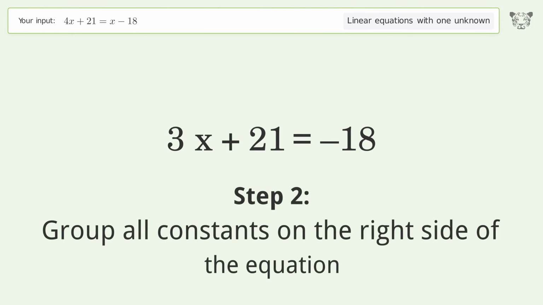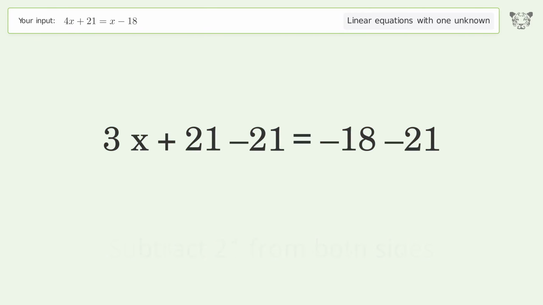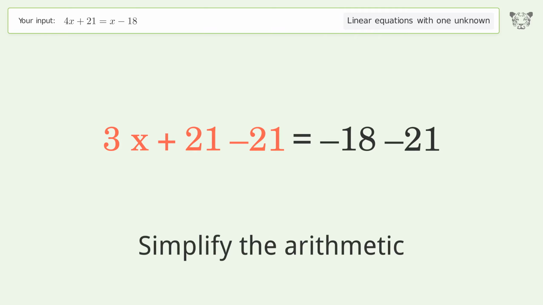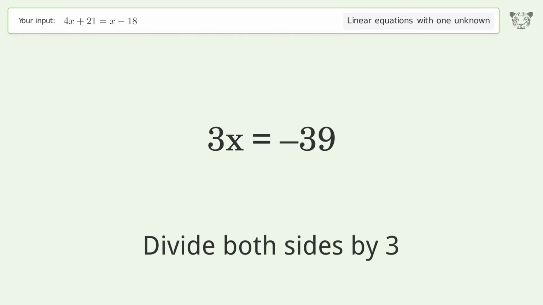Group all constants on the right side of the equation. Subtract 21 from both sides. Simplify the arithmetic. Isolate the x. Divide both sides by 3.